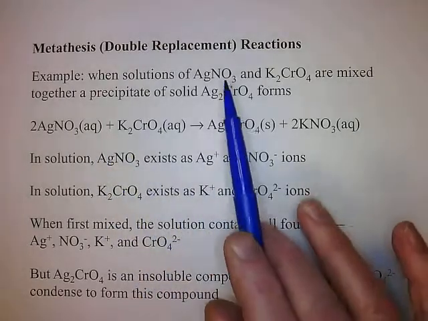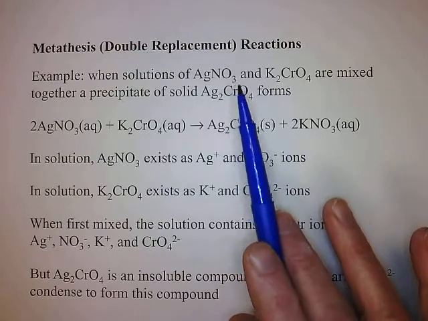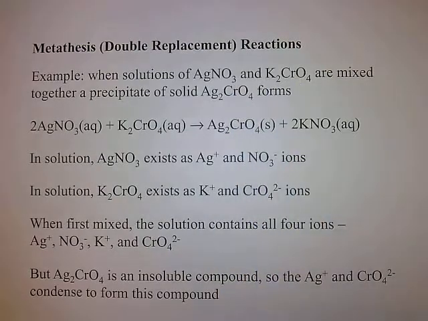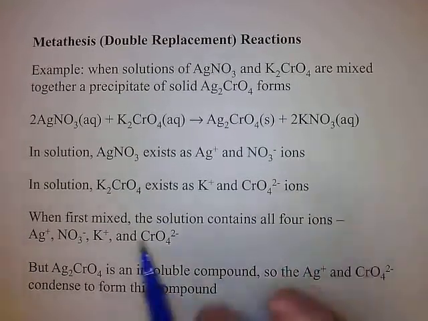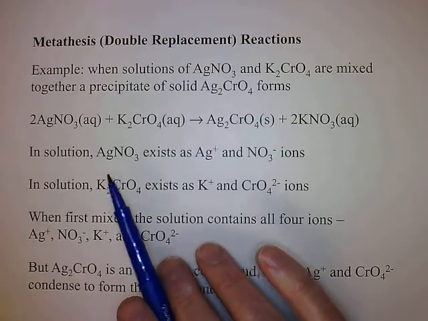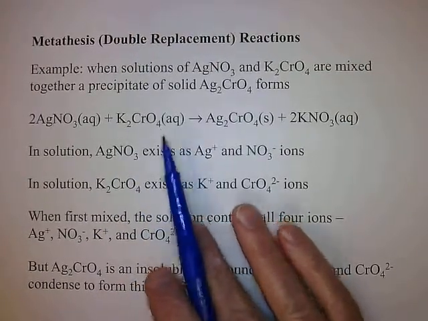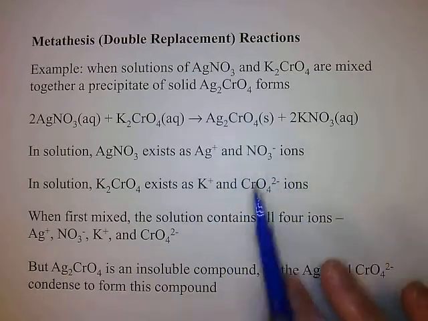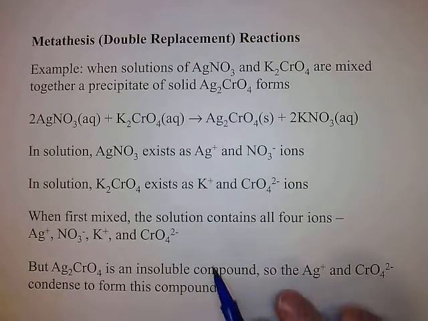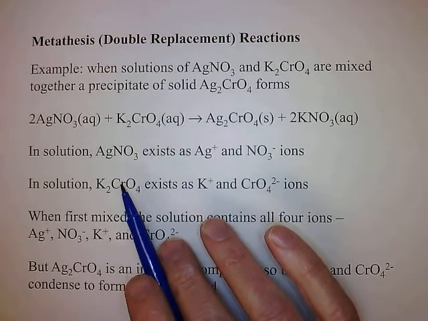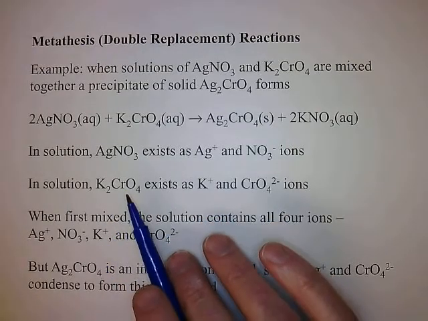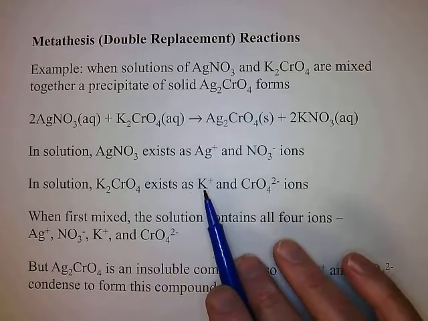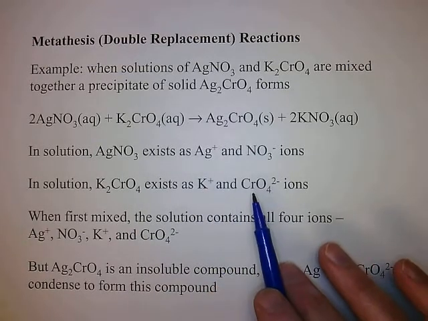So both of these are ionic compounds, silver nitrate and potassium chromate. In solution, the silver nitrate exists as separated silver ions and nitrate ions. And in solution, the potassium chromate exists as separated potassium ions and chromate ions.